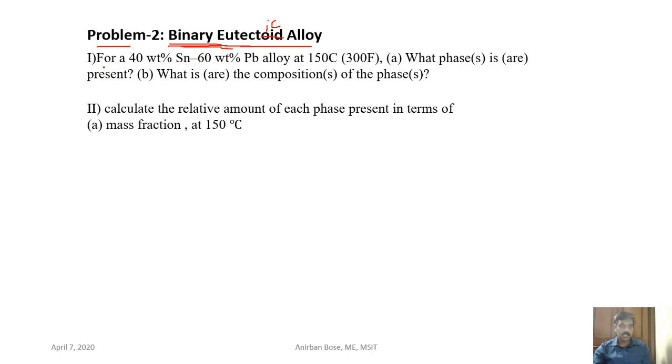So anyway, the problem is for a 40% tin and 60% lead. So the overall composition of the alloy is given. The temperature is also given, 150 degrees centigrade. And the question is, what phases are present? This is the first part of the question. And the second part, what are the compositions of the phases? Exactly similar kind of questions. And then the second part, you have to find the relative amounts of the phases present. That means the mass fraction that you have to find.